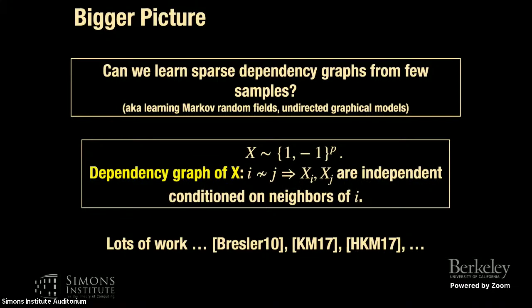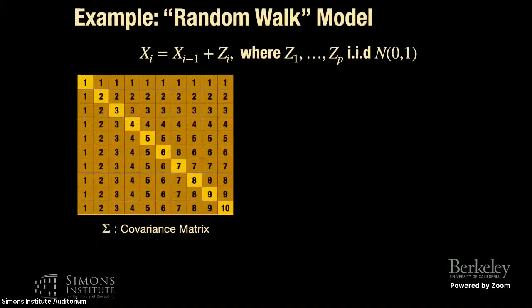For instance, in Ankur's talk, we talked about learning Ising models, right? So you have a distribution on plus or minus one, and you have the dependency graph. And under some conditions on the dependency graph, you want to learn the distribution. All right, there's a lot of work on that. But today we're going to talk about the continuous flavor, where the problem is different, but also I think a little easier in terms of upper bounds.